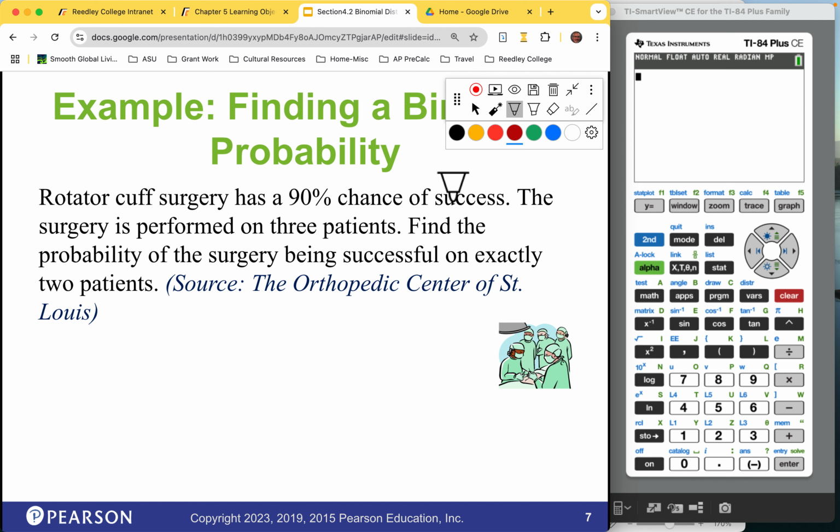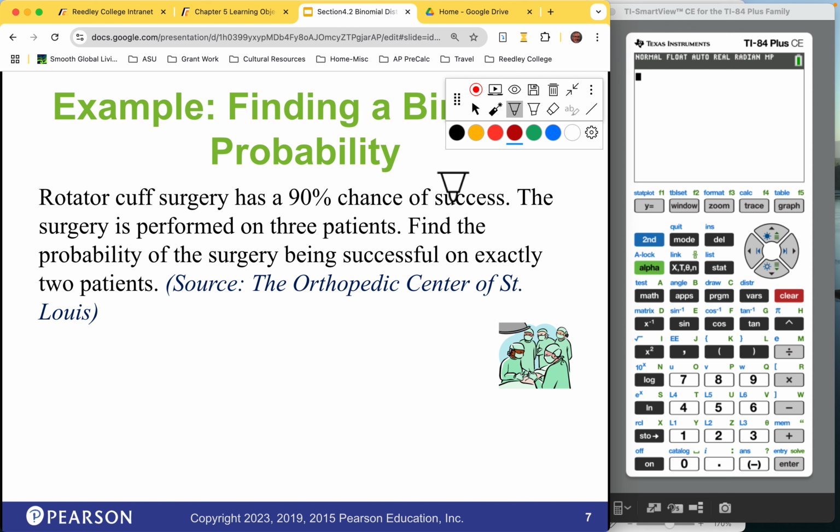Rotator cuff surgery. What's a rotator cuff? All right, you guys know. Yeah, my brother just blew his, so he works on the docks, and so he's off. It was workman's comp at least, but fortunately, 90% chance of success. So if he has to go into surgery, that's the good news for him.